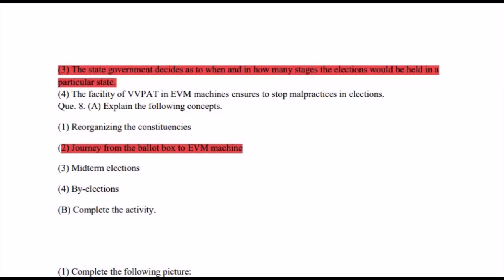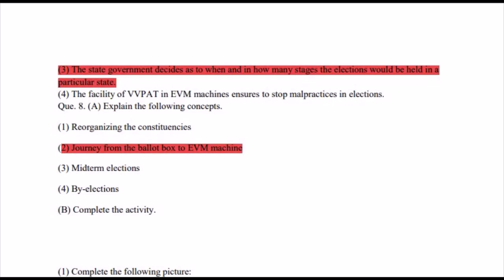What are the points which are included in this answer? First, we have to start with the first election, which was held in 1951-52. Till 1999, elections were held using the ballot box. You have to say that right from 1951-52 to 1999, the ballot paper and the ballot box were used for election. 20 lakh ballot boxes were used in the first election. Voters used to cast their vote by stamping in front of the candidate's name and put the paper in the metal boxes.